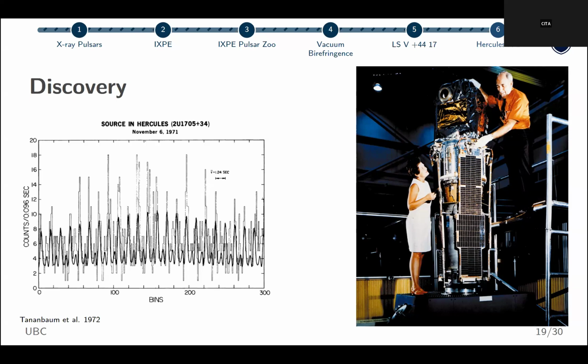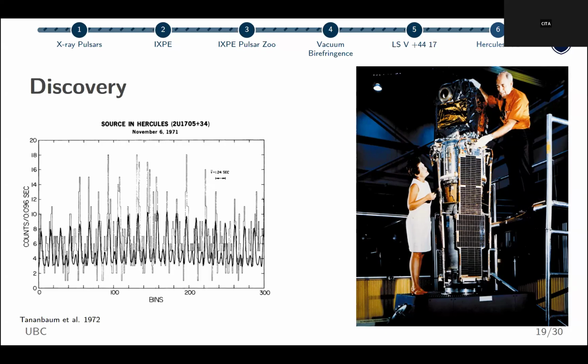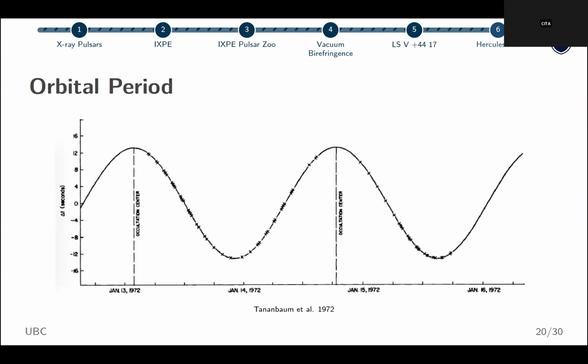It was immediately obvious, when the data came down, that you had a source whose period was about 1.2 seconds. It was the second of the X-ray pulsars to be discovered. But over the observation, they found that the period varied on a 1.7 day period, and that's the orbital period of this around its star.